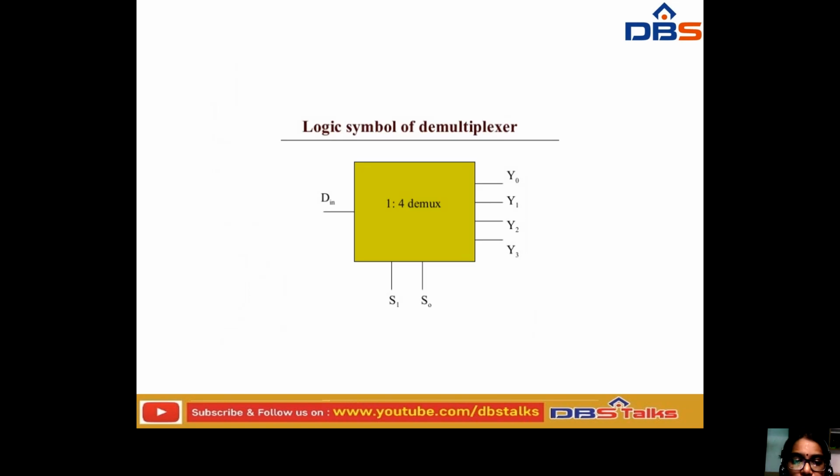So if you have observed this one, this is the logical symbol for the demultiplexer. These are the input values that we have, S0 and S1, and this is the value of the demultiplexer, and these are the outputs. These are the output values that we are going to get here: Y0, Y1, Y2 and Y3. So from this we can say that this is the logical symbol for the demultiplexer. We can say that it is the 1:4 demultiplexer.